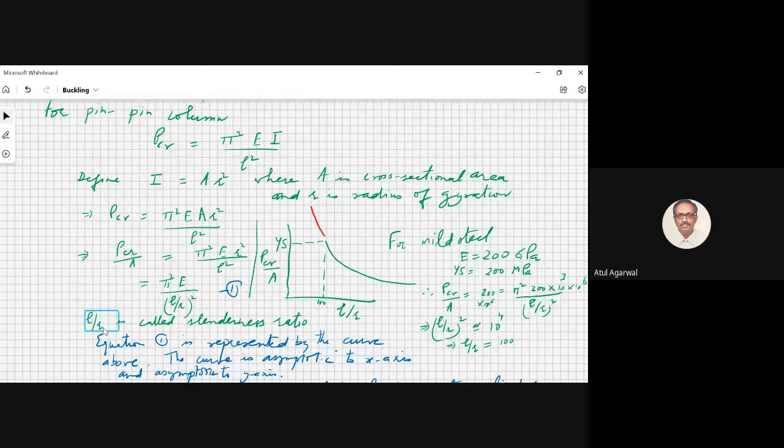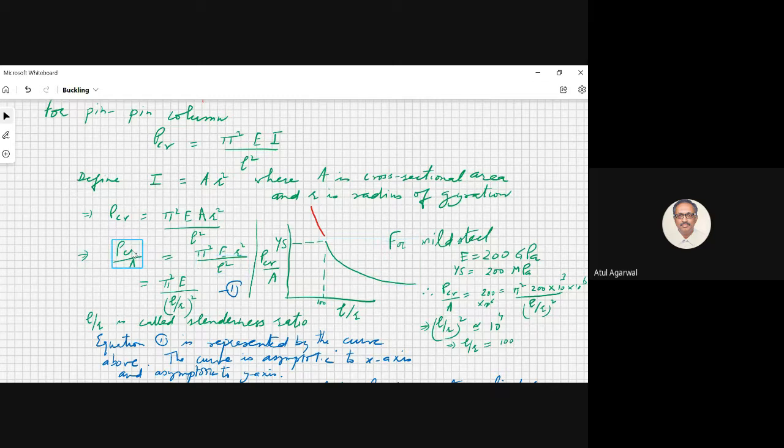If the rod is thinner, the column is thinner, r will be small. And for the same length, you have a large L by r ratio. So this ratio is also called the slenderness ratio. You can plot P critical by A against L by r. So you see, you will get a curve of this kind.